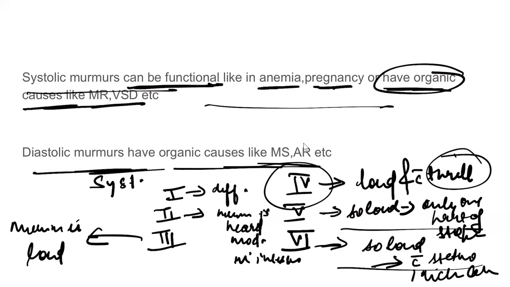Now diastolic murmur. In diastolic murmur, we have only 4 grades. As we have already discussed, if a diastolic murmur is present, then it is almost always organic. So we have fewer grades for diastolic murmur. The grading of diastolic murmur is grade 1, grade 2, grade 3, and grade 4. Now let us discuss the grading of diastolic murmur.